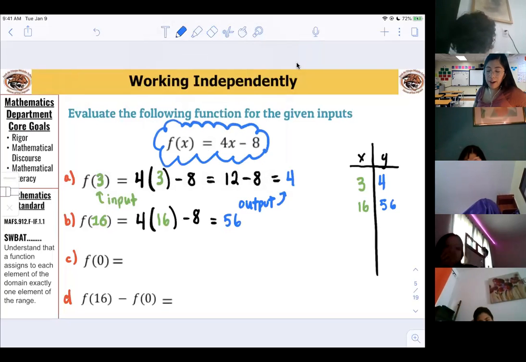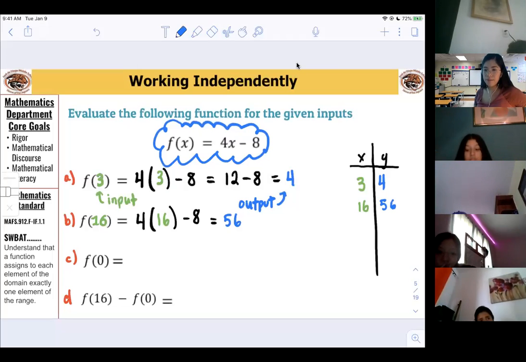Okay, so I have 4x minus 8, and it's telling me to plug in a number. So all I'm doing is plugging that number into the rule. Notice I did the same thing for problem A and problem B. All I did is 4 times that number minus 8. Was there another question? No, miss, I already got it.